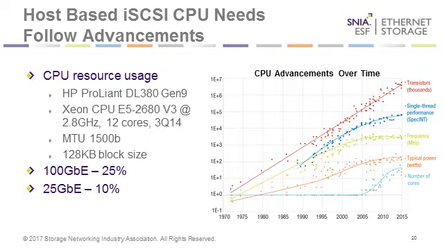Here's a couple examples of testing the CPU cycles of iSCSI with different Ethernet speeds. This is using an Intel CPU that was released in the market in 2014. So you can see with 100 gig Ethernet, and this is using a pretty big block size, MTU of 1,500 blocks, you can see the machine's capabilities. We were seeing in this testing 25% of the CPU was used to run a 100 gig Ethernet iSCSI link, and 10% for 25 gigabit Ethernet.